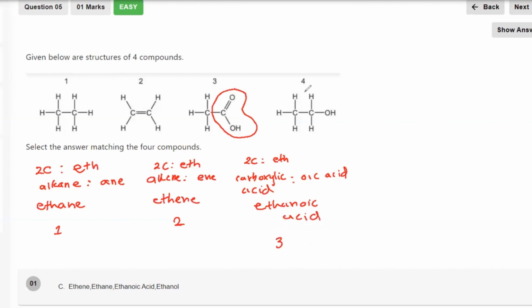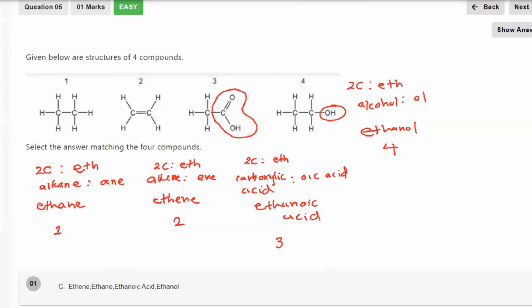Now let's look at molecule 4. Molecule 4 also has 2 carbons. So the prefix would be eth. And molecule 4 has the functional group OH, which belongs to an alcohol. So the suffix would be ol. When you combine these two, we get the name ethanol. So the correct order of names should be ethane, ethene, ethanoic acid, and ethanol.